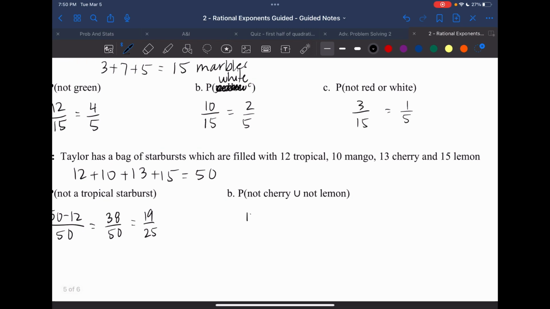So that would be 12 and 10 over 50, which is 32 over 50, which does reduce to 16 over 50.